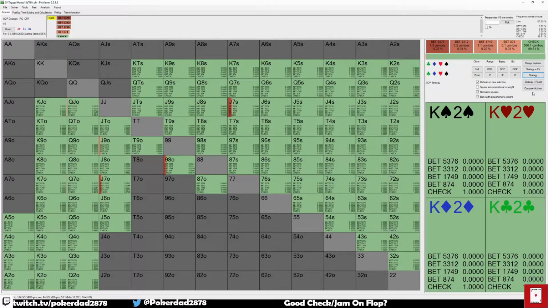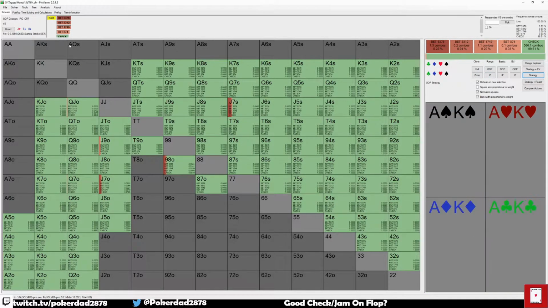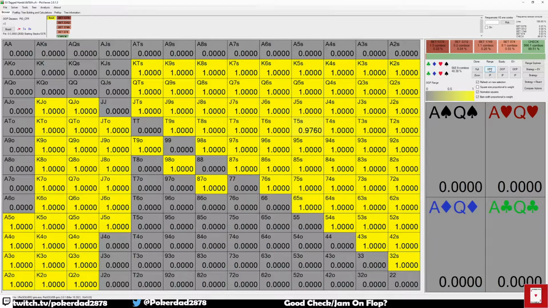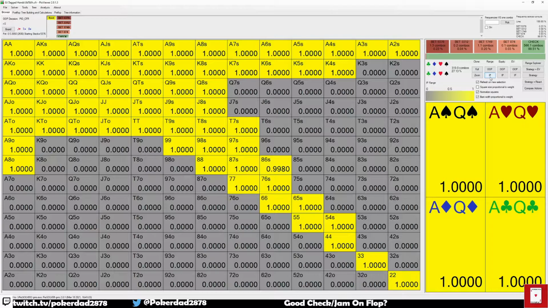Ranges, by the way, I didn't show ranges first. One thing I should really do on this board, even though it's not really what we're looking for, is show this is our range, and this is the opponent's position range that I gave here.